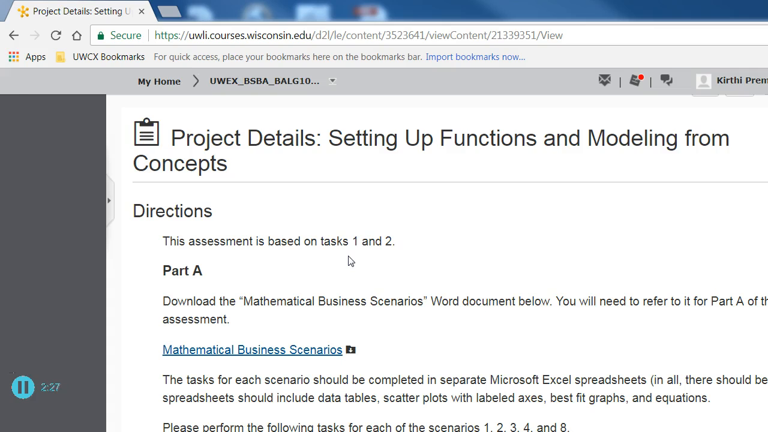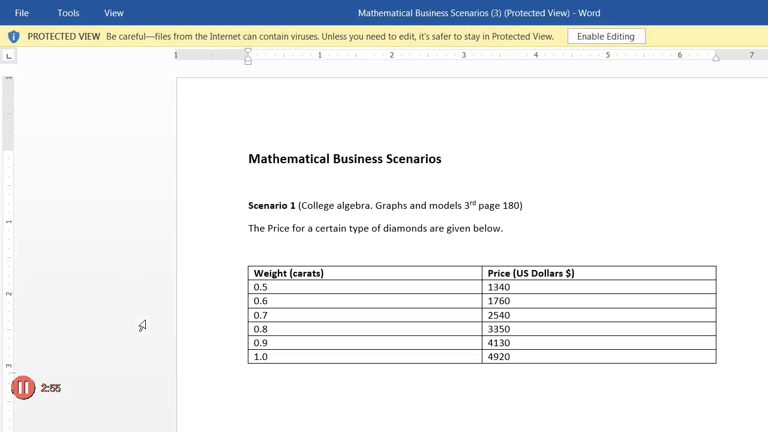So once again, submit this assignment and wait for my feedback before you attempt the rest of the assignments. This is the assignment in which we introduce you to the business scenarios. If you go to Project Details, Setting Up Functions and Modeling from Concepts, you will see a link called Mathematical Business Scenarios. Let's click on that. It will give you a Word file, and when you open it, you will see a number of scenarios.